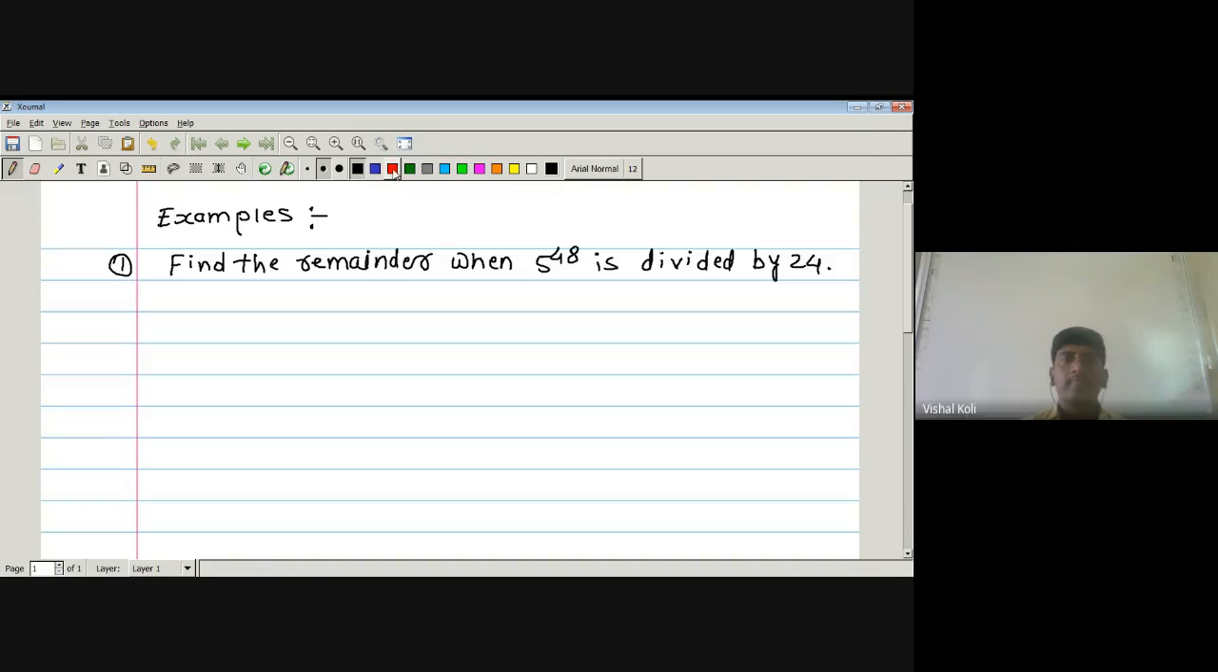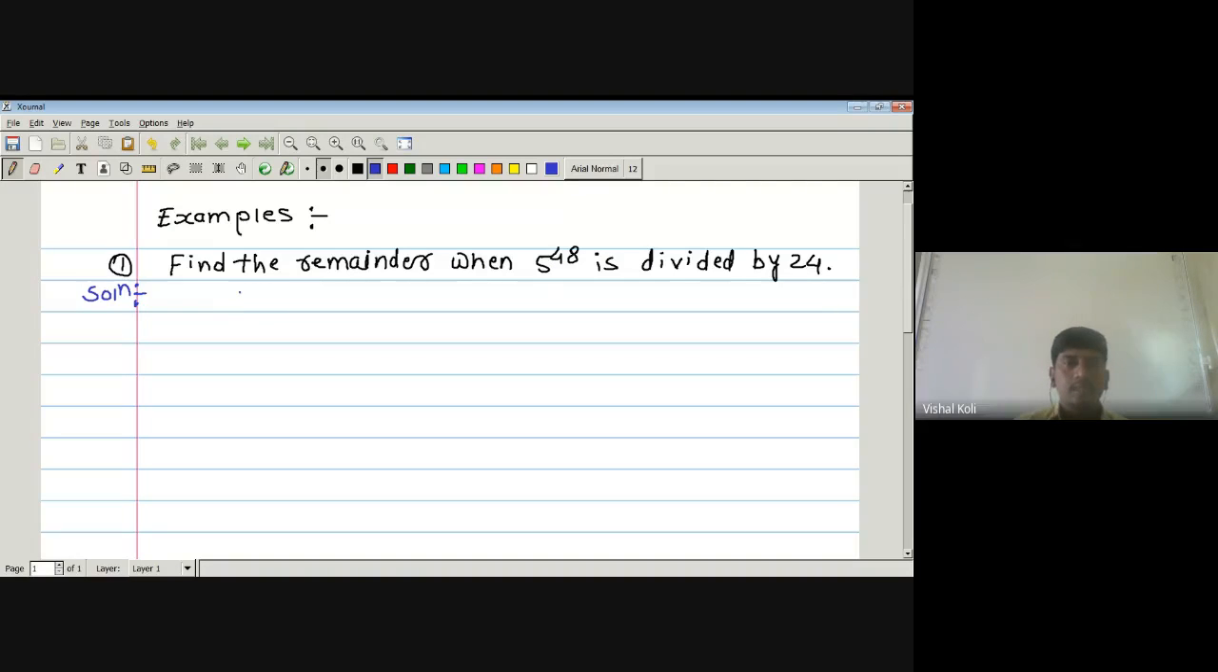Its solution. Now we have to take the smallest power of 5 that goes close to 24. If we take 5 is congruent to 5 modulo 24, the remainder is small compared to 24. If we take 5 squared, 5 squared is 25, and when we divide 25 by 24, the remainder is 1.